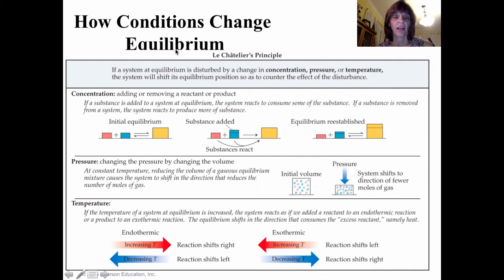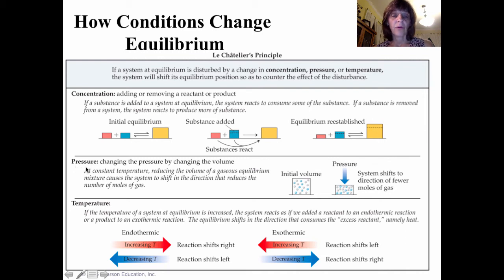All right, so here's a visual look at this. If you're adding or removing a reactant or product, so changing concentration, let's say you have this equilibrium and you add something to it. Well, if you add something, you're going to make that reaction using that chemical favored. Now it'll reestablish the equilibrium by using up what you added and making more of its product. So if you add a reactant, you'll make more products. If you add a product, you'll make more reactants.